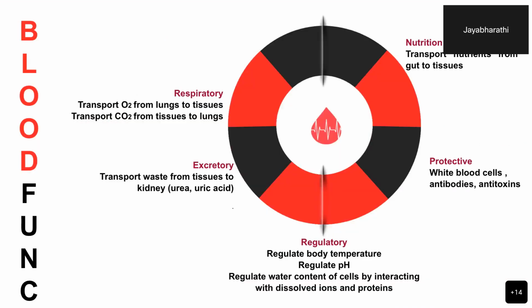These are some of the functions of the blood, where it functions as a respiratory by carrying the gases from the lungs to the tissues. It also functions as excretory, transporting the waste. It also functions as a regulatory, regulating the body temperature, regulating the pH, regulating the water content of cells by interacting with dissolved ions and proteins, and also transporting the nutrients from the blood to the tissues. And it also plays a protective role through the white blood cells, antibodies, and antitoxins.